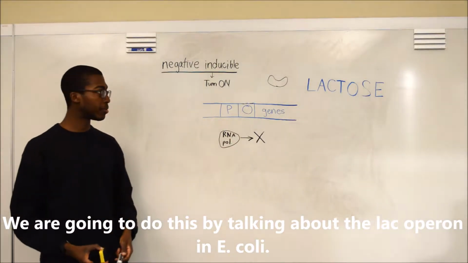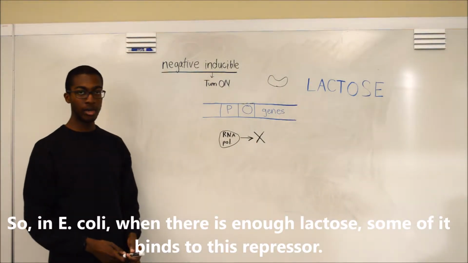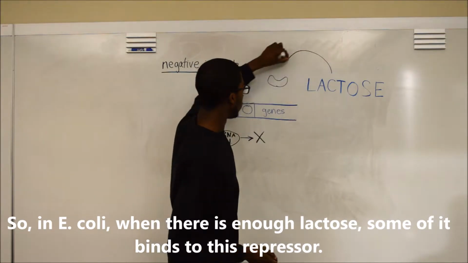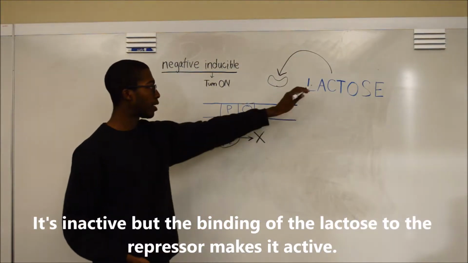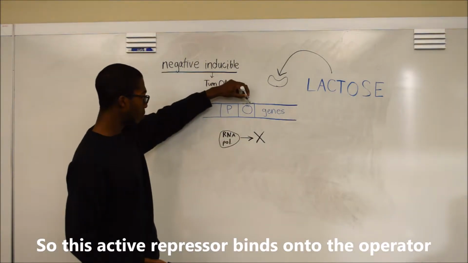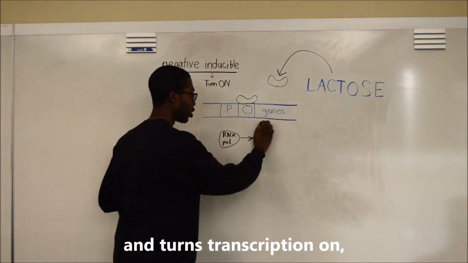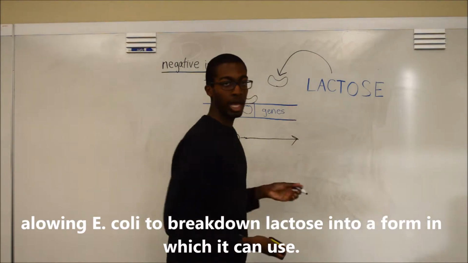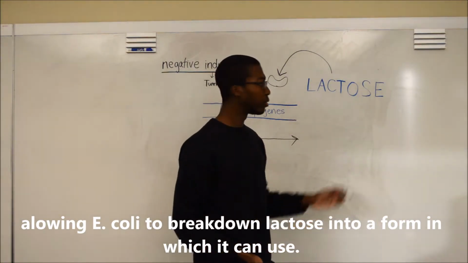We're going to do this by talking about the lac operon in E. coli. In E. coli, when there's enough lactose, some of it binds to this repressor. It's inactive, but the binding of lactose to the repressor makes it active. So this active repressor binds onto the operator and turns transcription on, allowing E. coli to break down lactose into a form in which it can use.